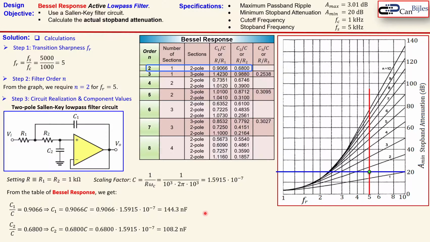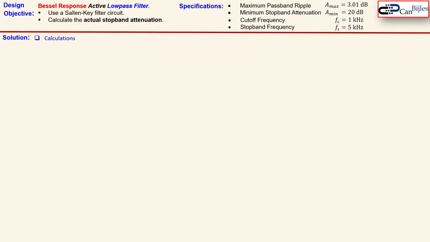Now we have our capacitors, so C1 and C2, and also our resistors are selected, and we are actually done with our design. Of course, we need to go to the actual stop band attenuation, and for that we need to do some calculations, and this is actually what we do next.